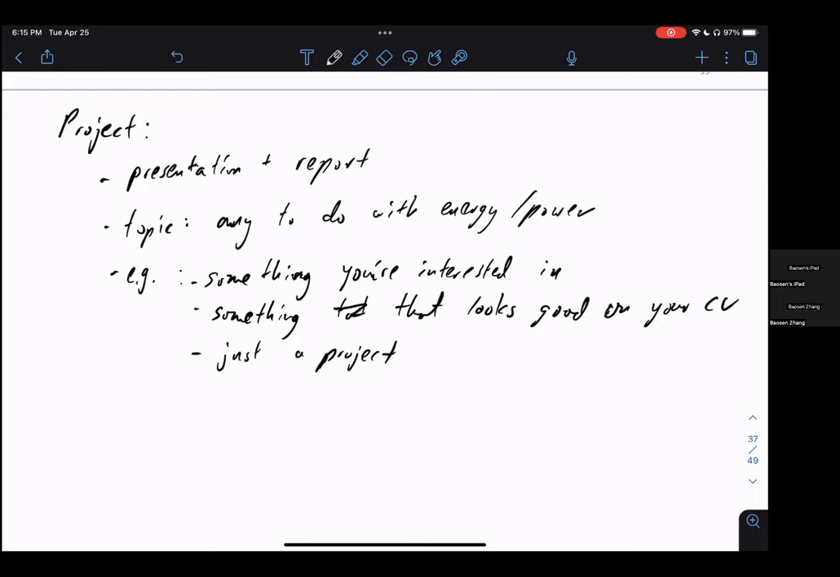If you have a goal that you're not sure about, there's plenty of data out there. That's totally fine. So if you want to do that, that's totally fine. But it's important to communicate with me.